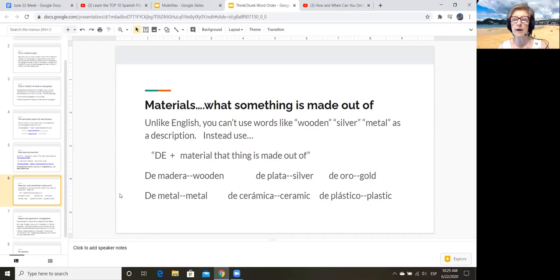In Spanish, you cannot. So in English, if we're describing a thing, you could use wooden or silver and metal, but in Spanish, you're going to use the word de to talk about the material. So to talk about color or shape or size, I do not need that word de. But to talk about the actual material something is made out of, I do need that word de. And we'll show you some examples when we pause after this slide. De plus whatever that thing is made out of, like de madera, wood, okay? De metal, something's made out of metal. De plata, made out of silver. De cerámica. It's a ceramic mug, okay? De oro, made out of gold, okay? A gold ring. De plástico, plastic.